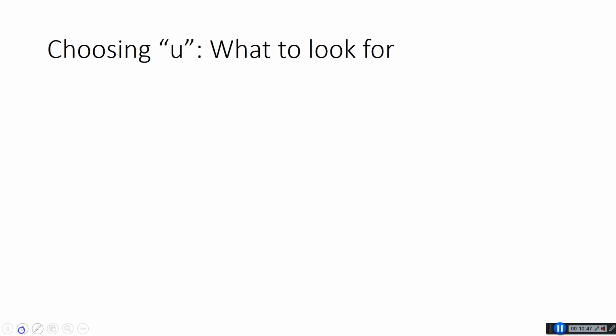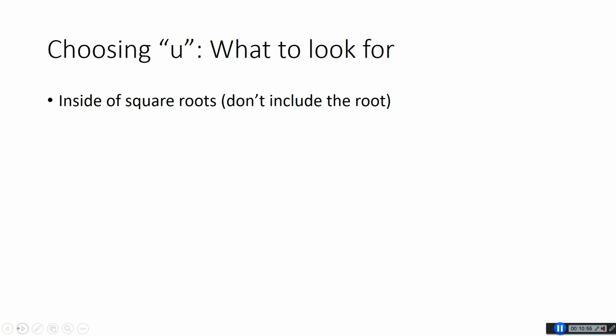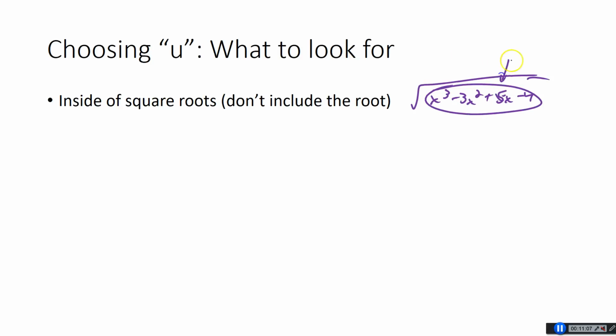Cool. So what to look for when you're choosing your u value? A few things here that you can look at when you're choosing your u, and I think I have one more thing to add as well. Something inside of square roots, and don't include the root. So if you have the square root of x cubed minus 3x squared plus 5x minus 4, a great choice for u is that whole thing in there. Okay, that's what I would choose for u.